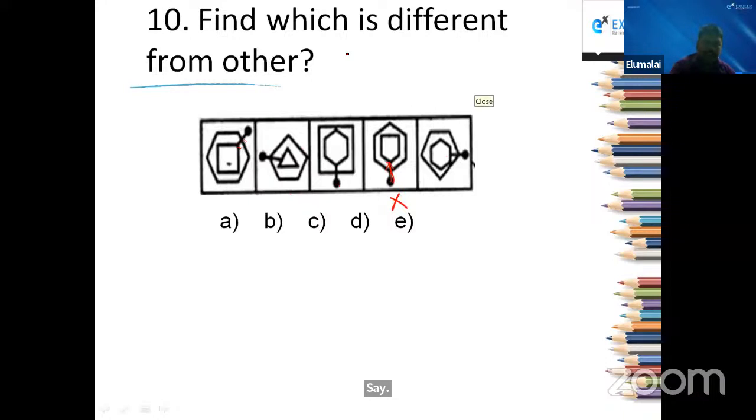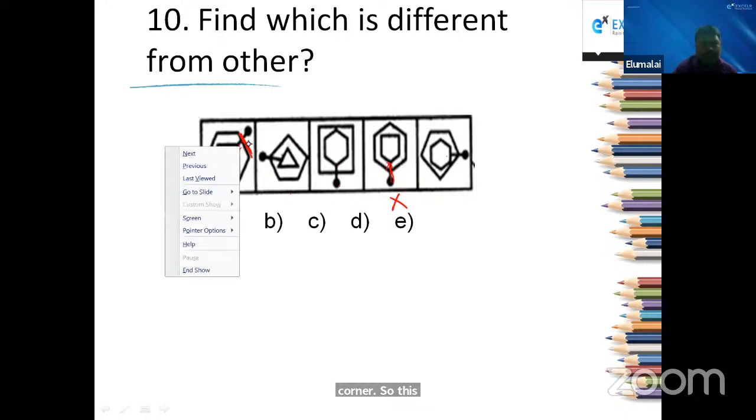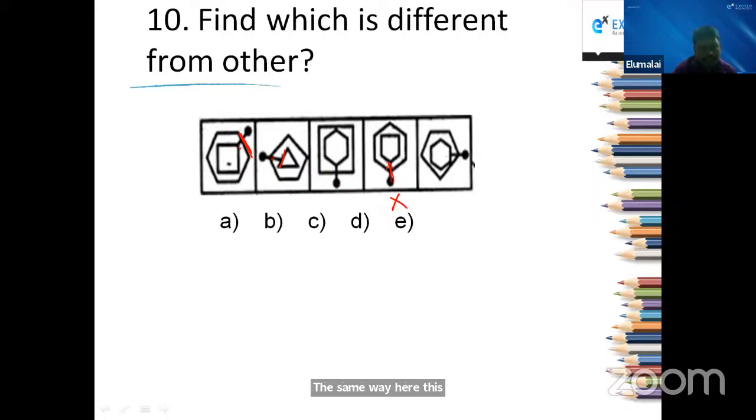You explain again. Okay, see here, if you consider this pin, this pin is stapled here. One edge, see here, this one is edge and this one is corner. Am I correct or not? So this pin is pointed in this one. Am I correct or not? The same way, here this one is edge, this one is corner. So this pin is pointed through this.